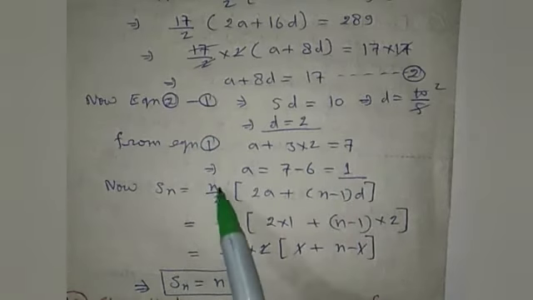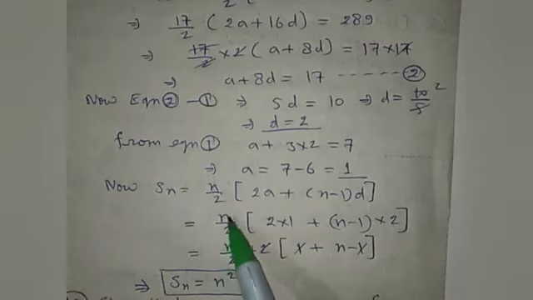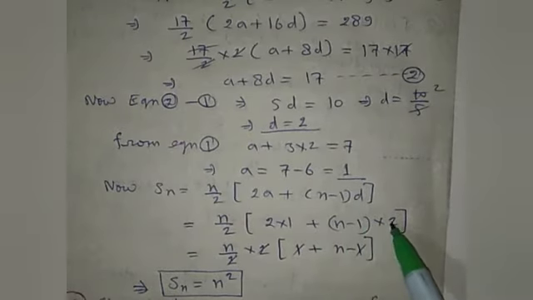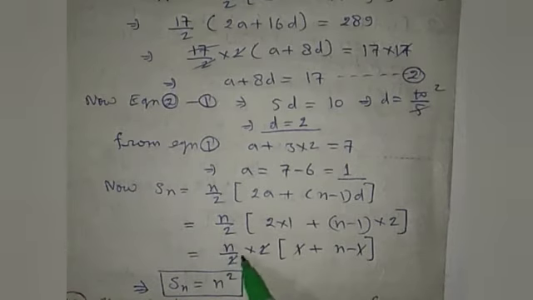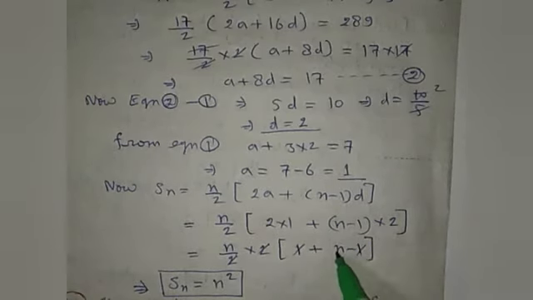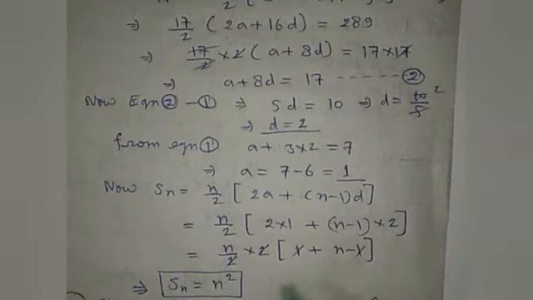Now Sn equal to n by 2 into bracket 2A plus n minus 1 into D. So here n by 2 into bracket 2 into 1 plus n minus 1 into D means 2. So here you will get 2 as a common, so n by 2 into 2. So here into bracket it will be 1 plus n minus 1 because we have taken 2 as a common. So here 1 minus 1 is cancelled out, so only n is remaining here, and here also only n is remaining. So n into n will give n square. So here Sn equal to n square.